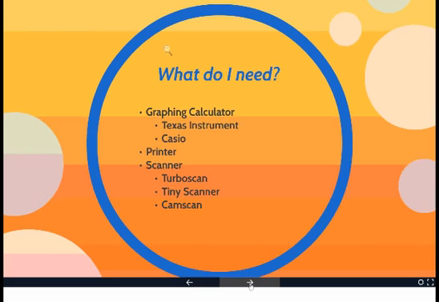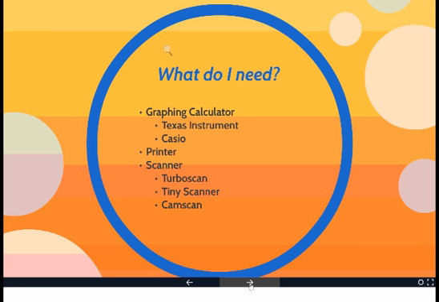So what do you need to be successful in Algebra 2? Besides a good work ethic and all that kind of stuff, physically, you're going to need a graphing calculator. Whether you use a Texas Instrument or a Casio, there are videos that are going to help you do that, and I touch on the calculator stuff a lot during the live lessons.